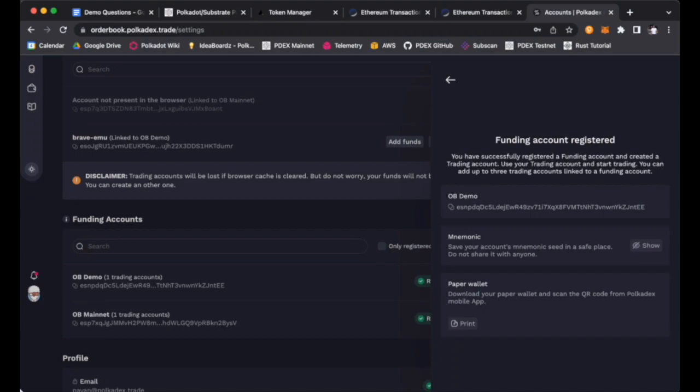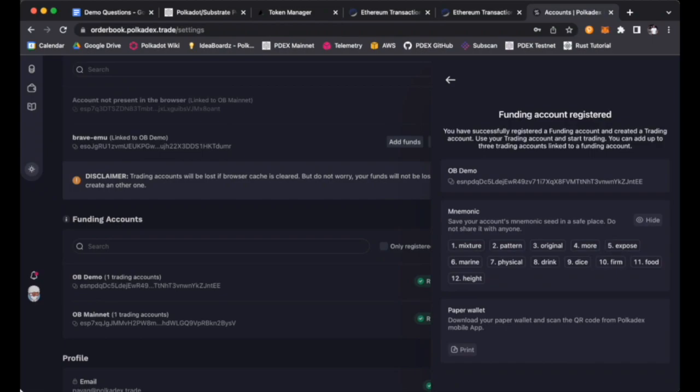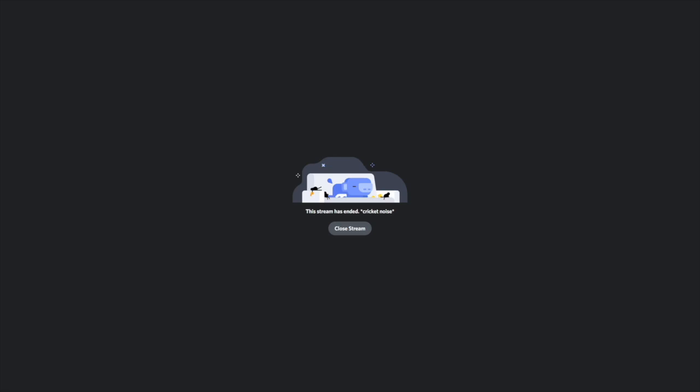All right. So as soon as you register your funding account, this is the window that you're going to see towards the right. You can save the mnemonic phrase for this. Either you can note it down on a paper, or you can actually print a PDF version of this by clicking on print. Let me go ahead and share my entire screen so that everyone will be able to see.